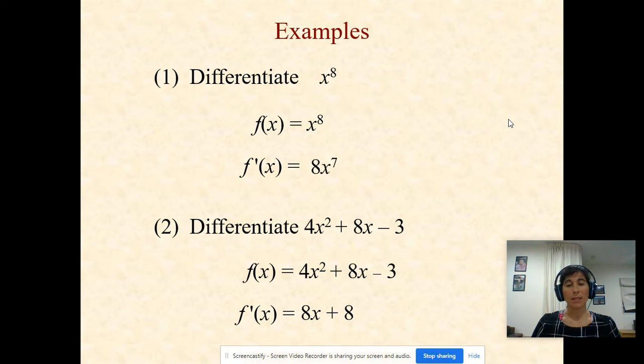The reason that disappears is because it's the same as negative 3 times x to the power of 0, and then if you were to follow that differentiation process, you're going to get 0 times negative 3, x to the power of negative 1, but you're timesing by 0, so that term just disappears.